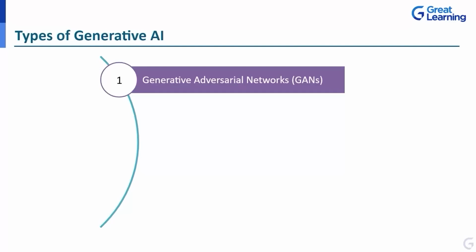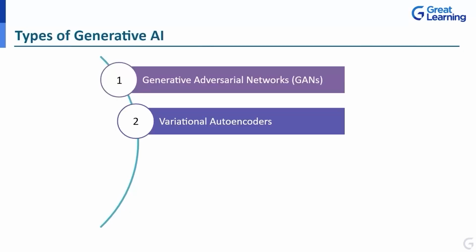So now let's see what are the different types of generative AI. First one is Generative Adversarial Networks, GANs. It's a type of AI where two models, one generating the content and one judging it, work together to produce realistic new data. Second is Variational Autoencoders. This AI learns to recreate and generate new similar data.